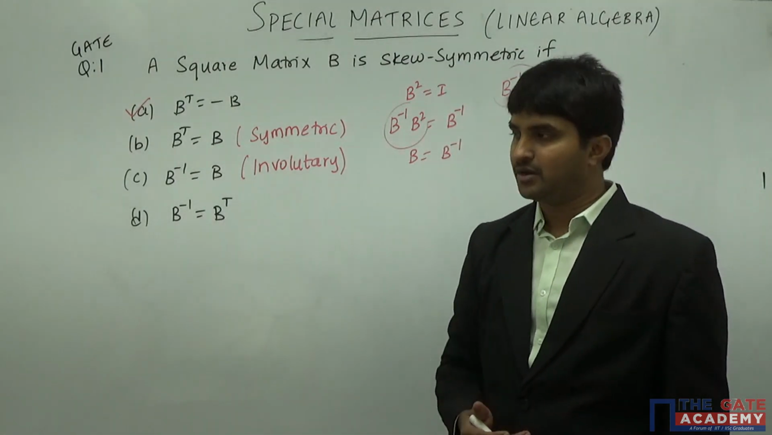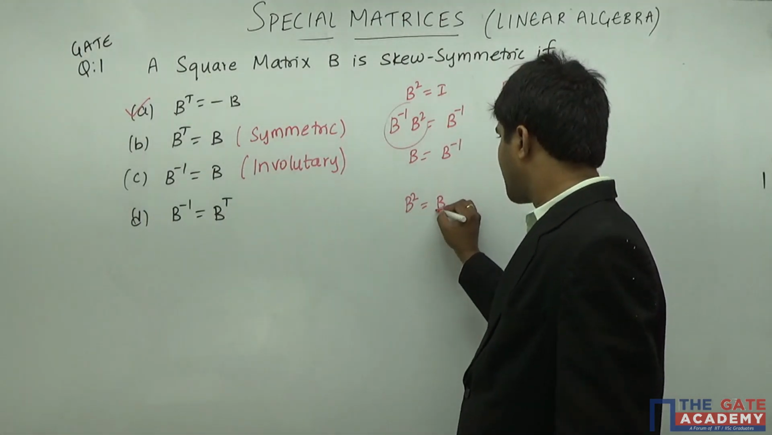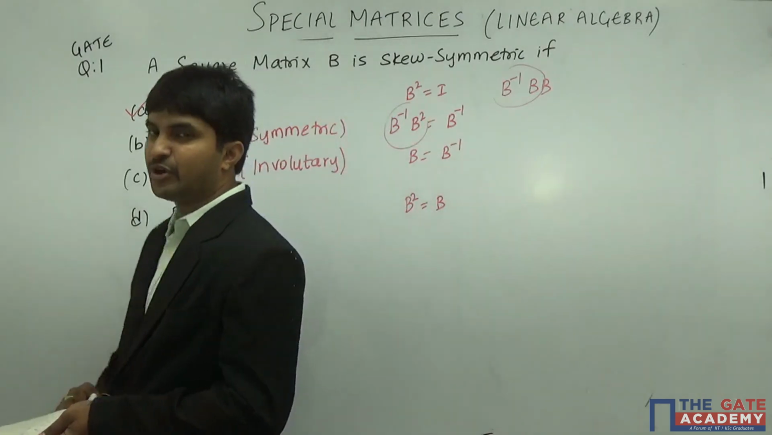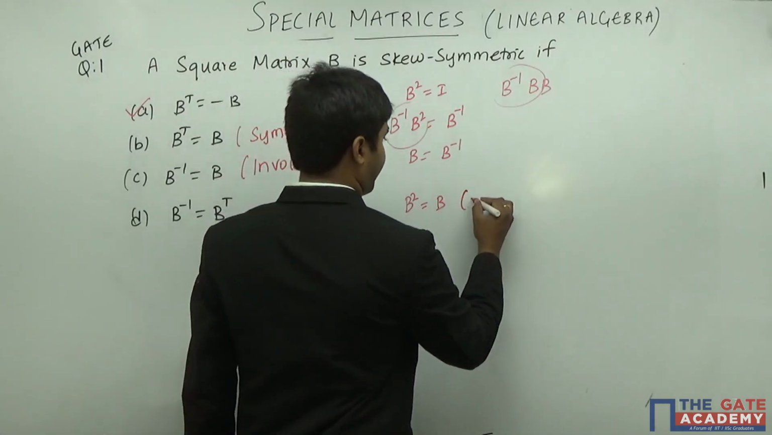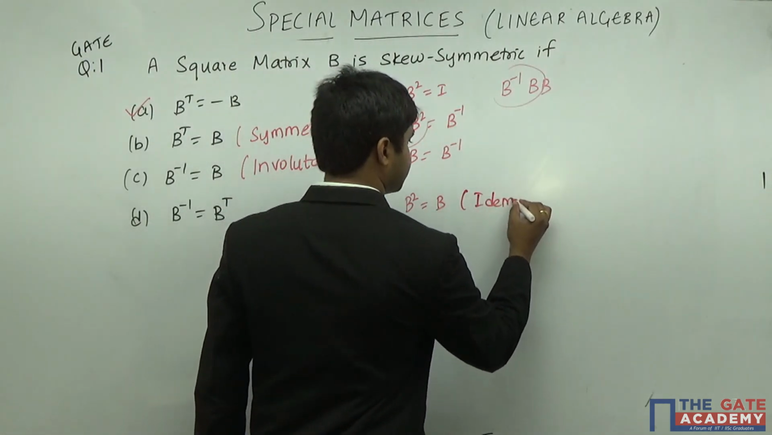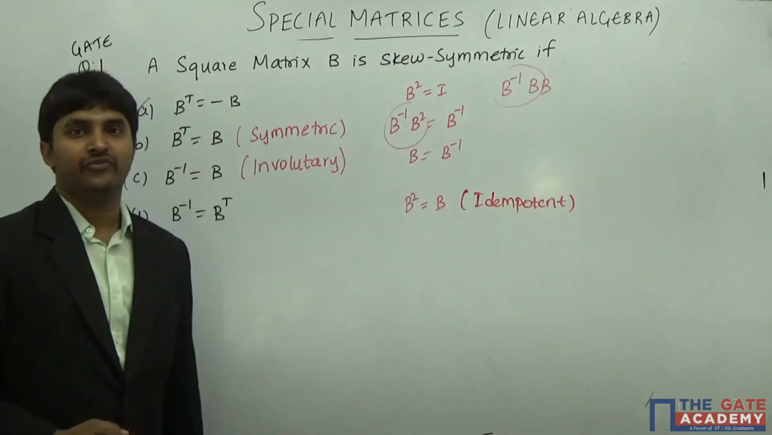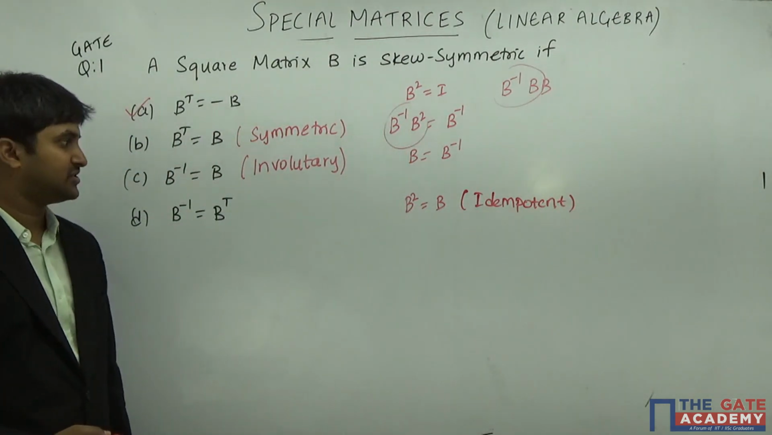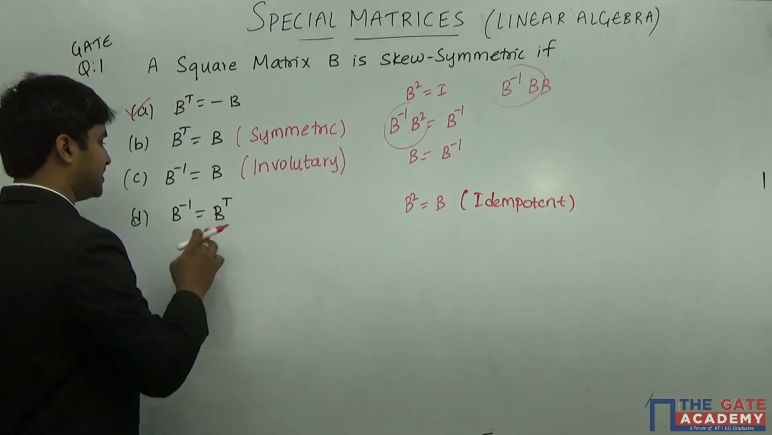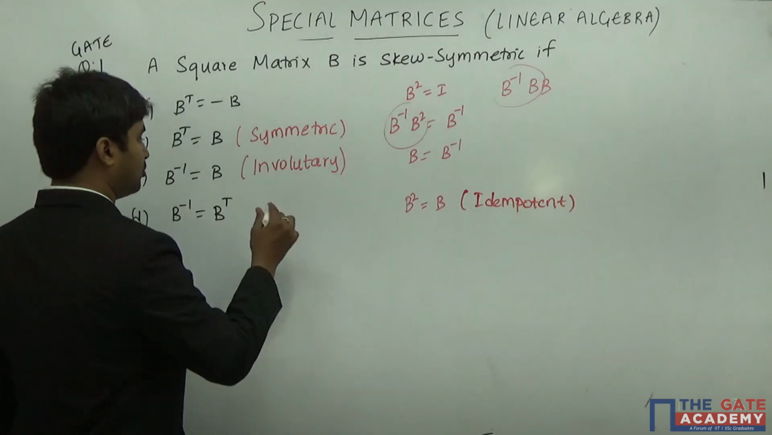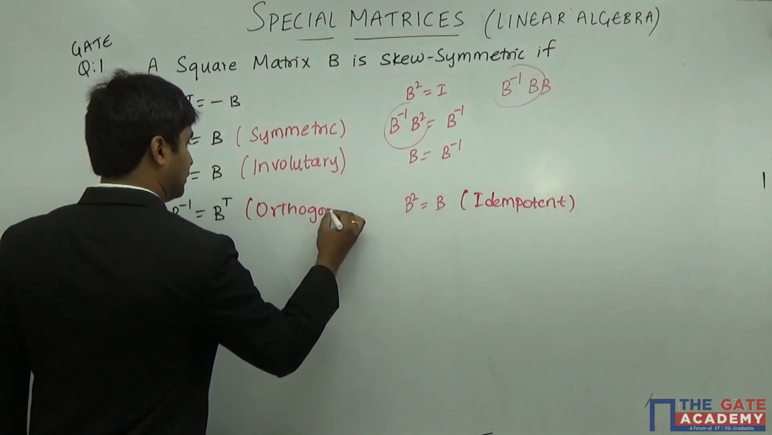Now there is one more special matrix, which is nothing but B square is equal to B. When B square is equal to B, we call it an idempotent matrix. So this is an involutory matrix that is given in the option, B inverse is equal to B. We are going to see shortly that is nothing but an orthogonal matrix.